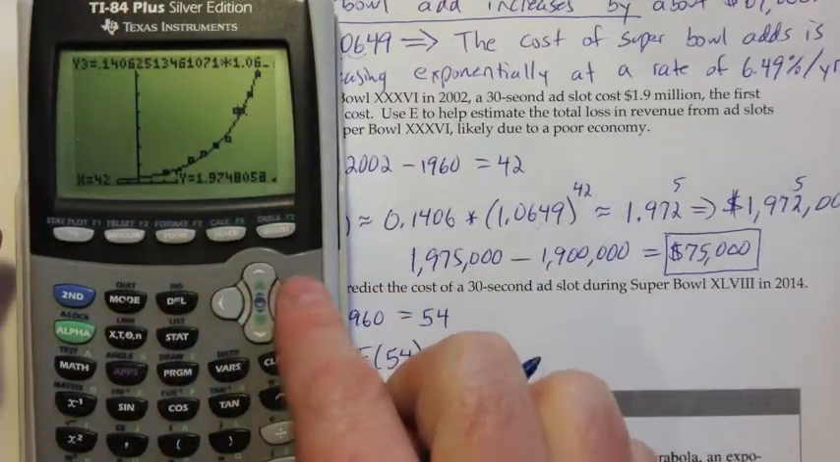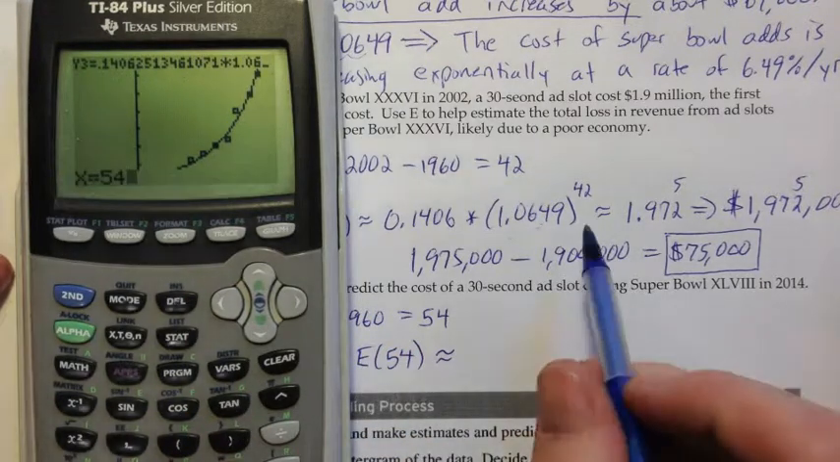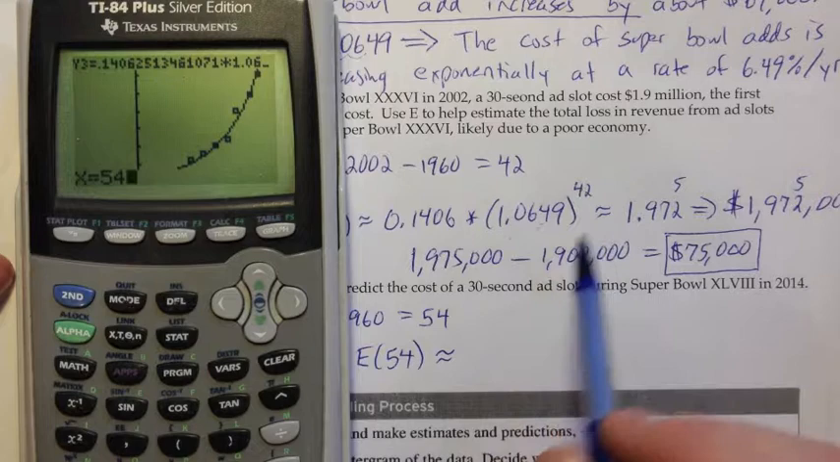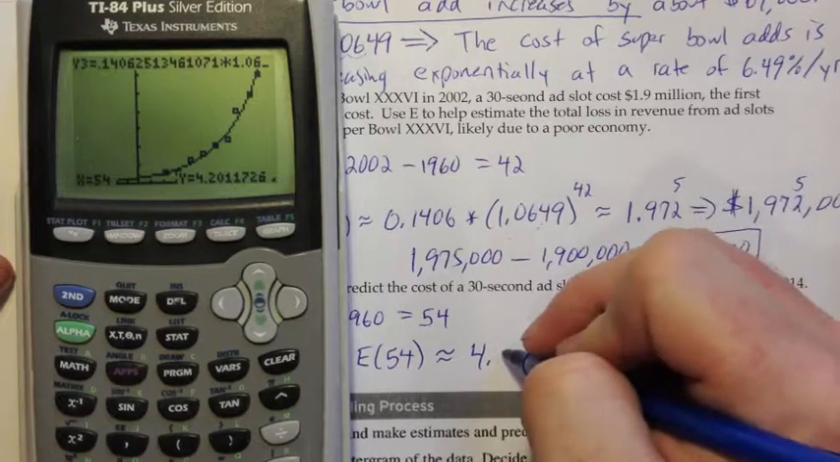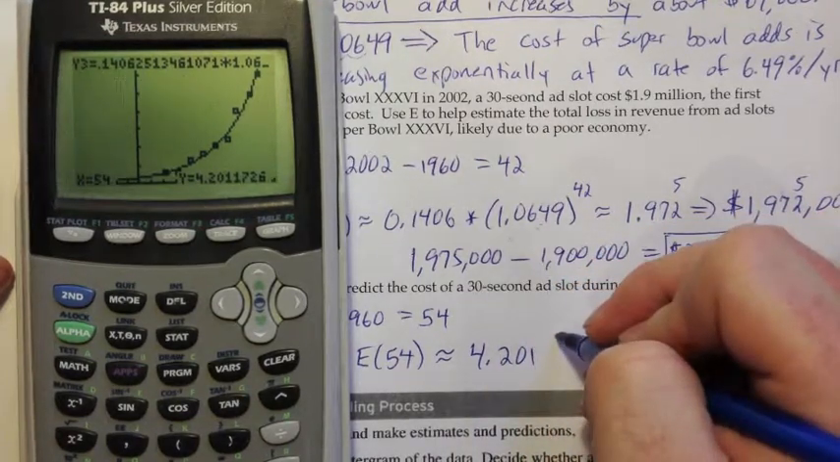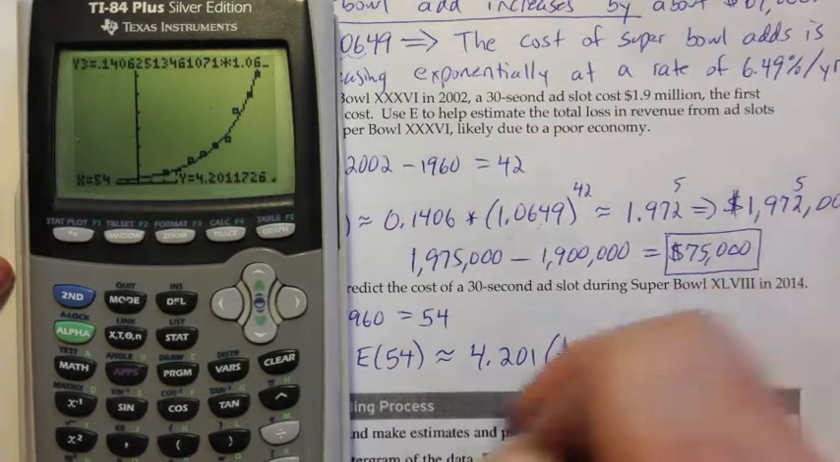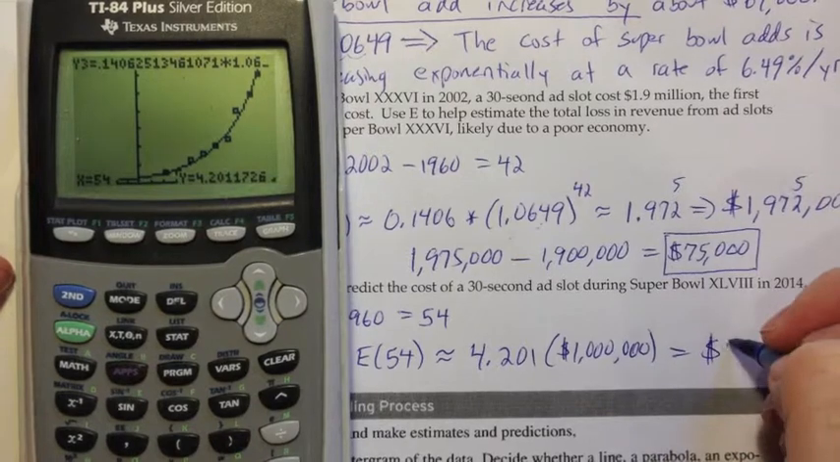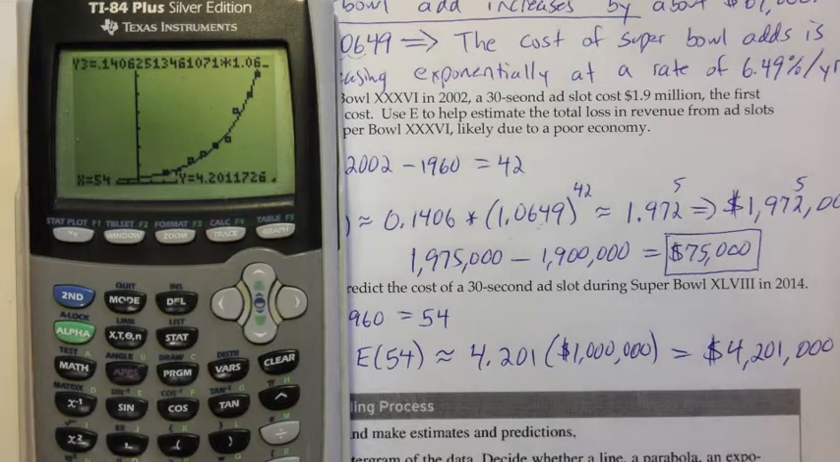So I'm already in the trace mode. I'm just going to move around again, just kind of reset that, and type in the 54, which has the effect of plugging a 54 right there in the equation, but in the more accurate equation. And I get 4.201, but again, that's in millions. So that's the units on this, and when I put that there and multiply through, moves it over 6 spots. So we would expect in the 2014 Super Bowl that ad revenue would have been about $4.2 million for every 30-second commercial. Pretty amazing amount of money to try and get your point across in 30 seconds.